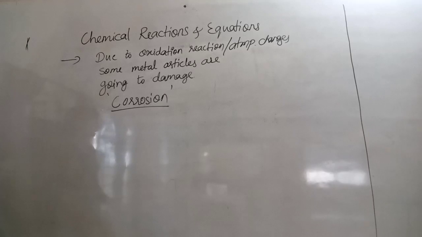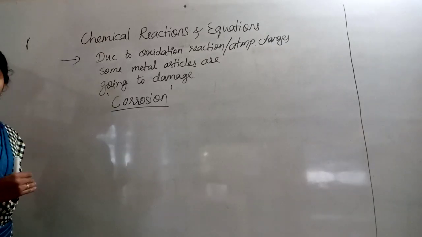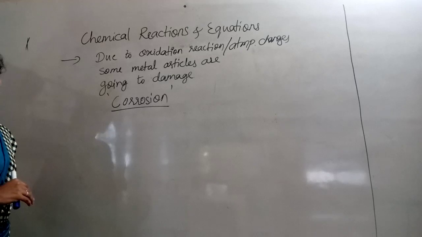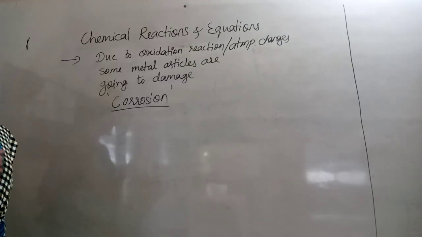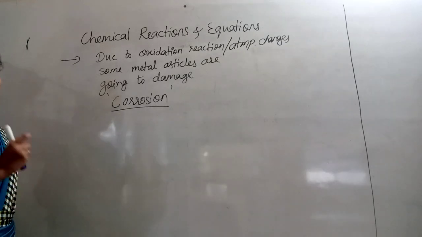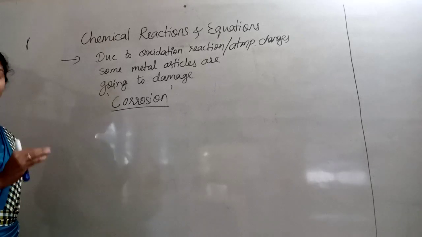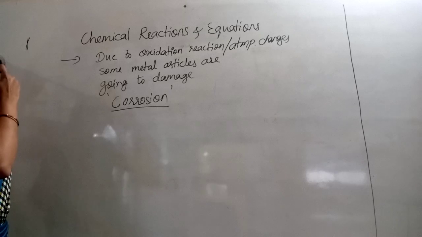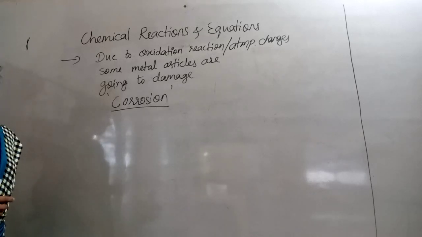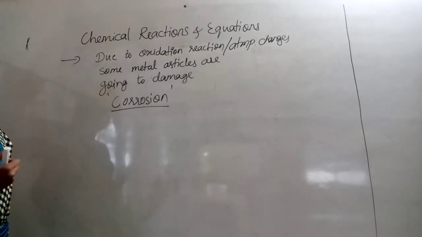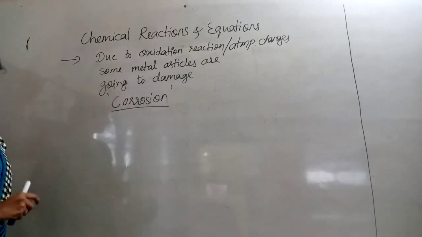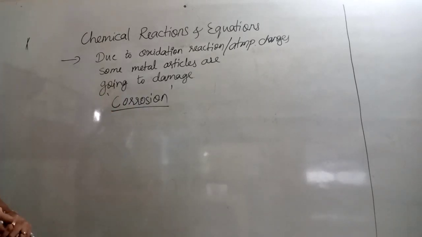Already we know that especially iron articles are going to corrode. A reddish brown layer is going to form on the surface of those articles. That is what we call rust. Okay, that reddish layer formed on the surface of iron articles is known as rust, and it is because of corrosion. And one more concept, what is that?